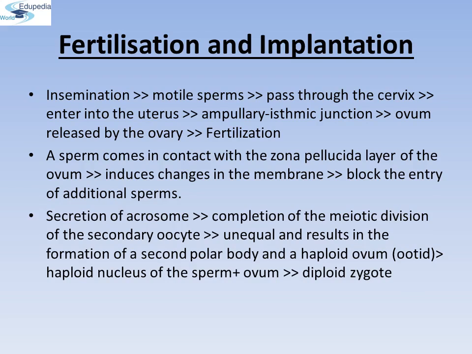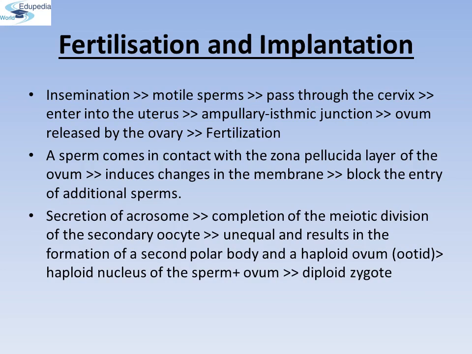The ovum released by the ovary is transported to the ampullary isthmic junction, where fertilization takes place. Fertilization can only occur if the ovum and sperms are transported simultaneously to the ampullary isthmic junction. This is the reason why not all copulations lead to fertilization and pregnancy.